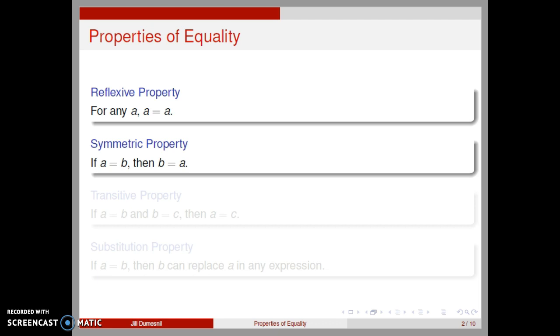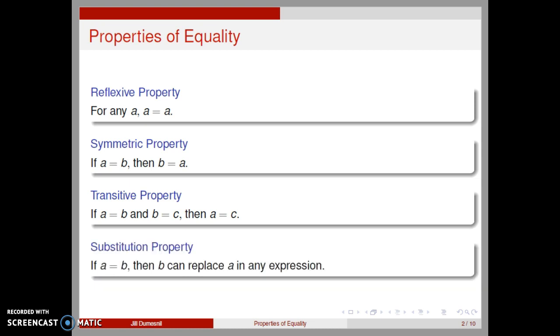The symmetric property states that if A equals B, then B equals A. The transitive property states that if A equals B and B equals C, then A equals C. So if two quantities are equal to a third quantity, then the two quantities must be equal to each other. Finally, the substitution property says if A equals B, then B can be substituted for A in any expression.